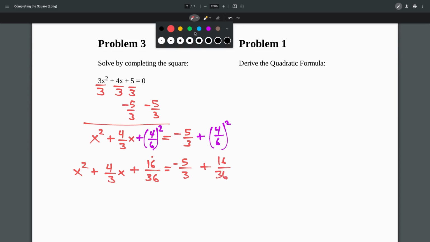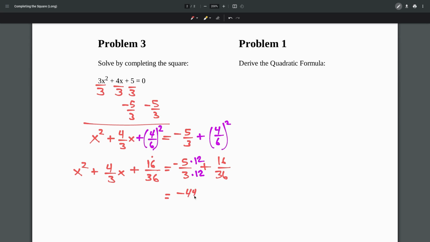Okay, so I want a common denominator on the right-hand side, so I'm going to multiply both the top and the bottom by 12 to get the denominator of 36. Okay, so we're going to get negative 60 over 36 plus 16, so that's going to be a negative 44 over 36. Okay, on this side, this is a perfect square trinomial, so we can factor this into x plus 4/6 squared.